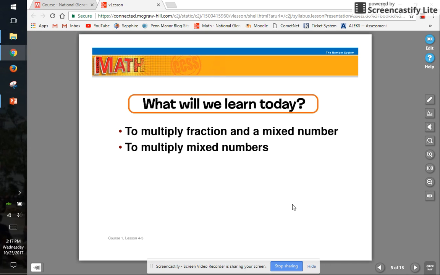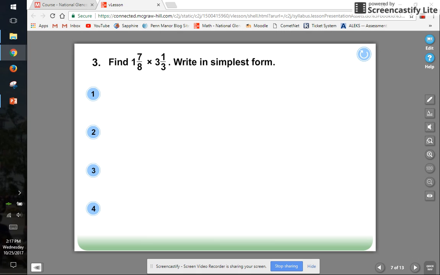Going to try my best to show you how to multiply fractions as a mixed number, and also change mixed numbers into improper fractions, which is a very important part of what we're doing right now with fraction work. We're multiplying. You might come across a problem like this: 1 7/8 times 3 1/3.